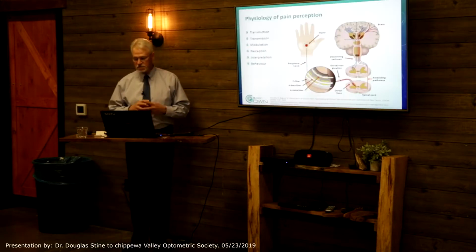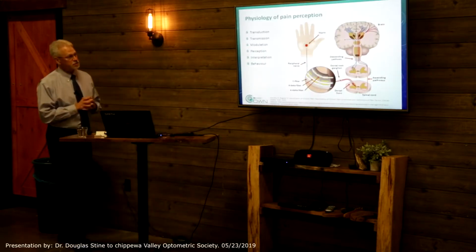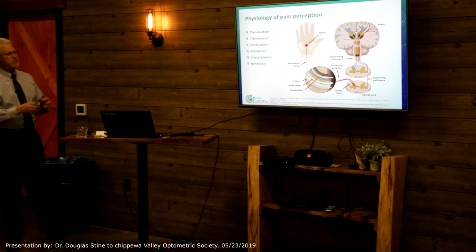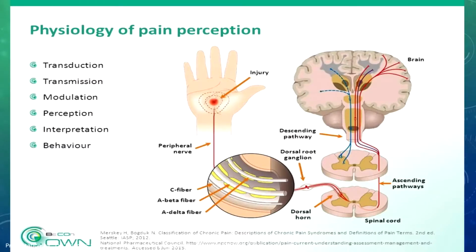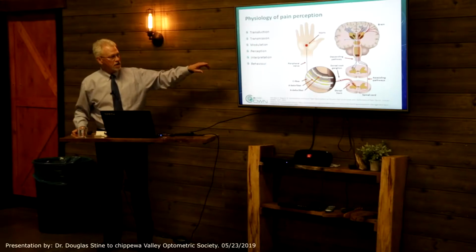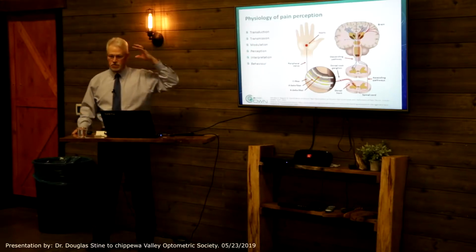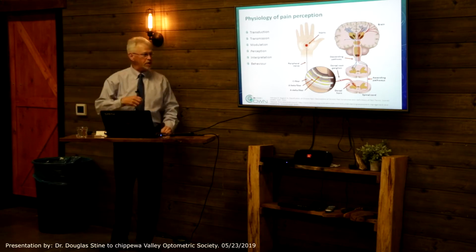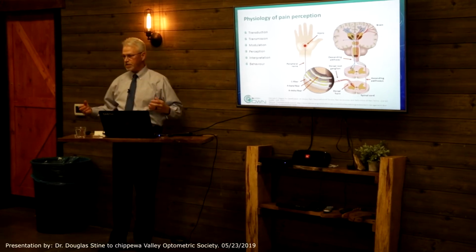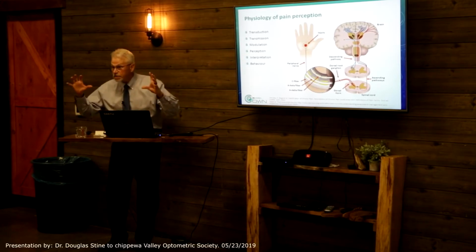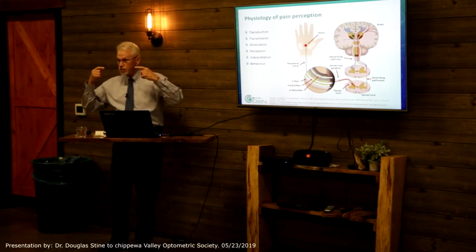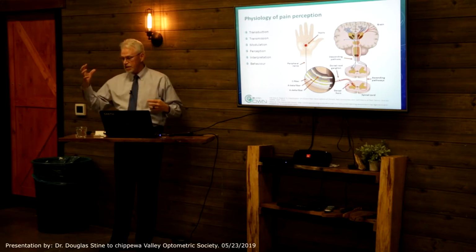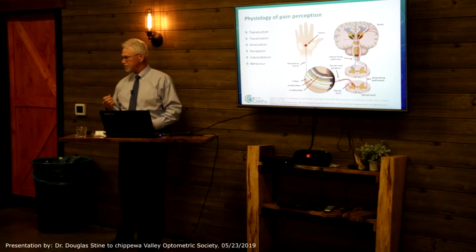The concept front to back then is there's transduction at the transduction channels, the transmission in the axons, the modulation as it synapses at the spinothalamic tract and goes up. Perception is in the thalamus. Interpretation is where it hurts in the homunculus, and then the downward pathway is the behavior, how you're going to respond to it. So if you're in a stare-down contest with someone and it starts to hurt, you choose to ignore that pain because you're going to win, right? I mean, that's what that's about.